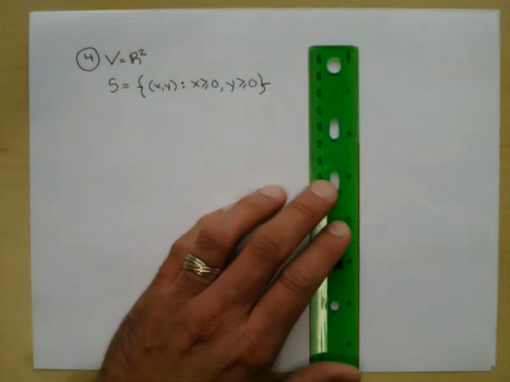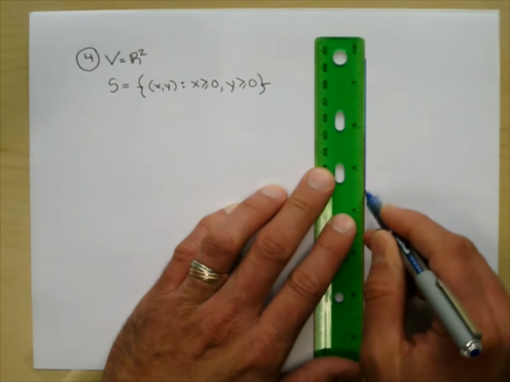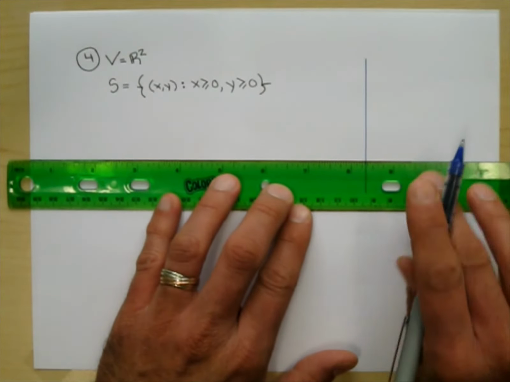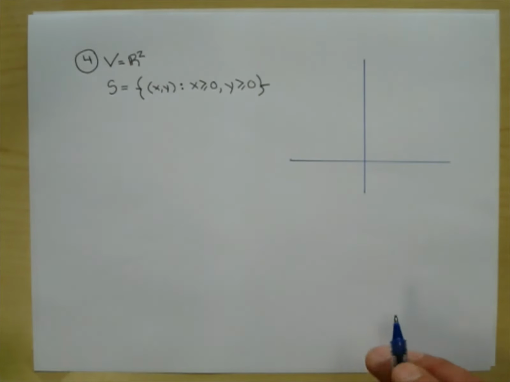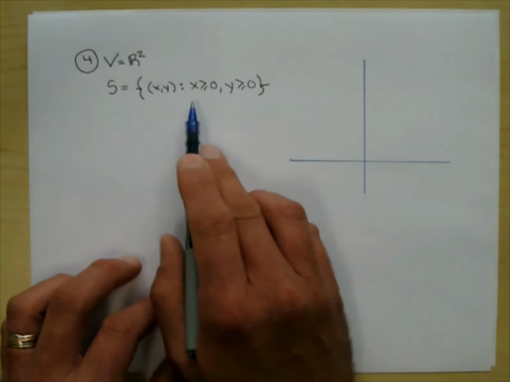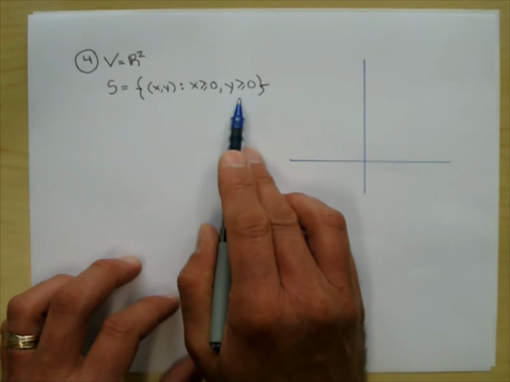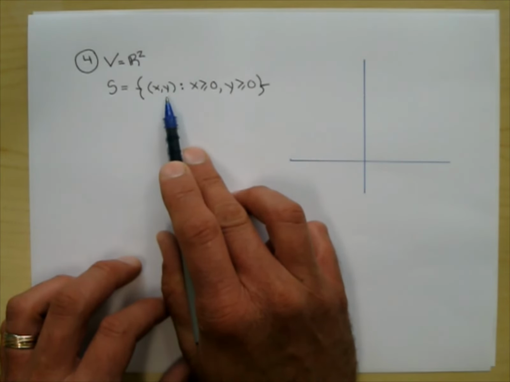Okay, there's a few ways to go about this. I'm going to actually draw the picture first on this one. What does this picture look like? It's all the vectors where the x-coordinate is greater than or equal to 0, the y-coordinate is greater than or equal to 0. So you would have the vector maybe (1, 2), and (3, 4), and (1/2, pi).